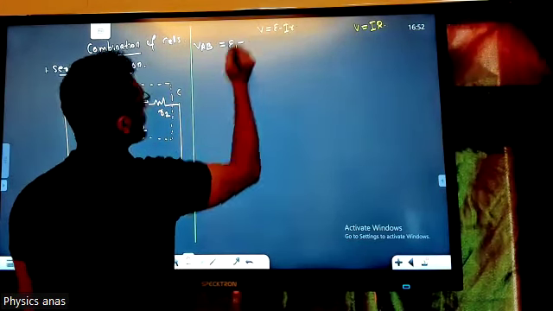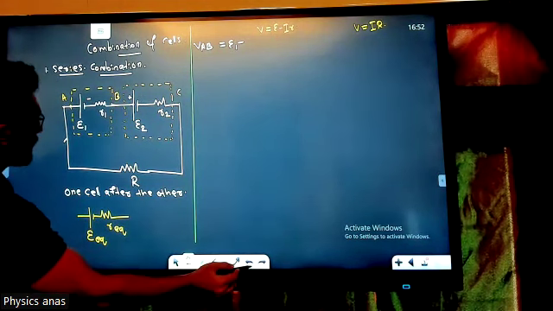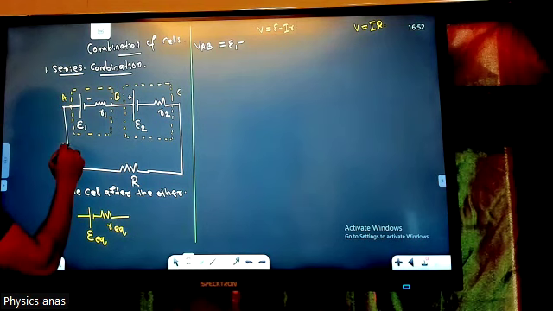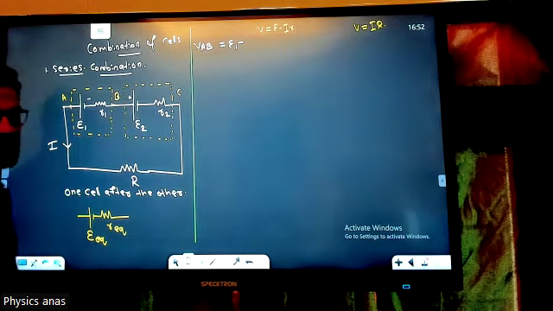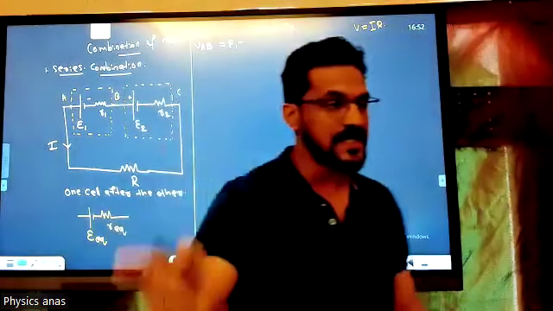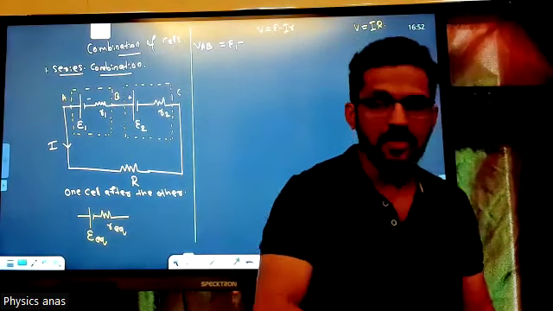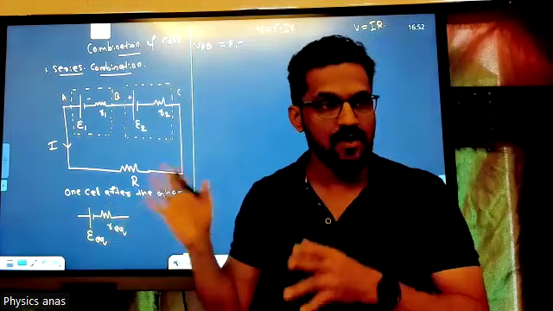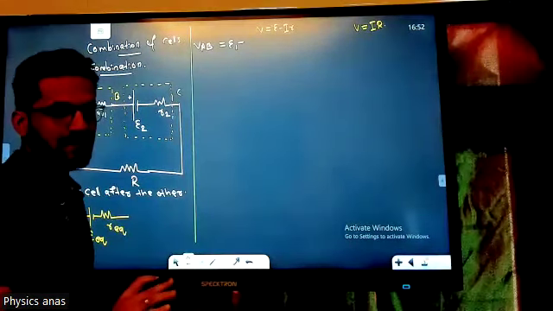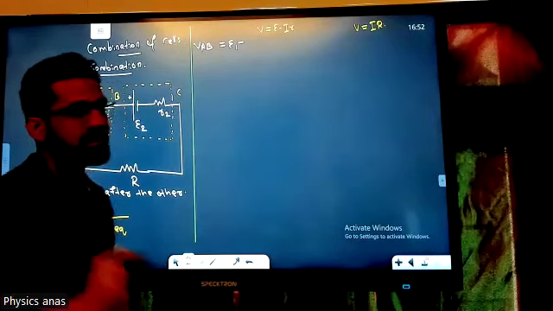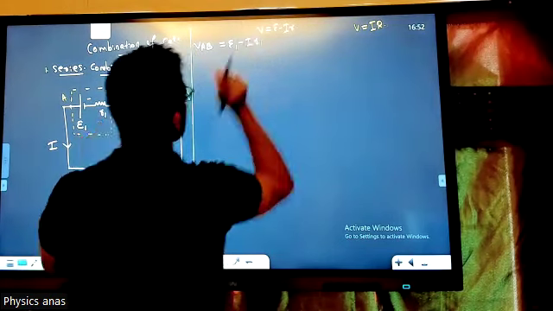So E1 minus I. Yes, there will be only one current in this circuit. That one current will be passing from positive to negative because there is no branch here. Okay, that means there is only one current. So E1 minus I into R1. This is VAB.